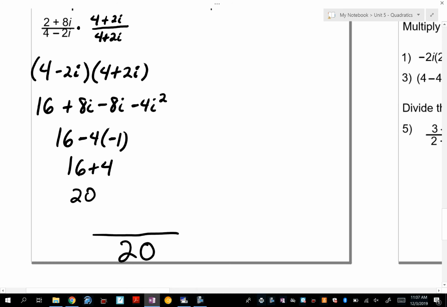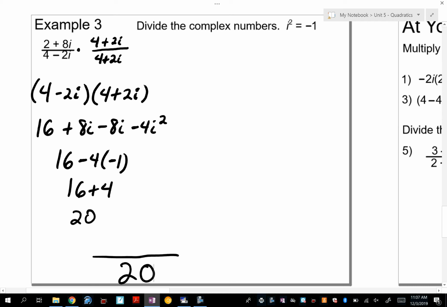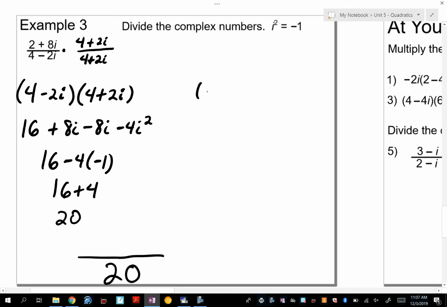Why do we put the 20 where? Because all the work I just did, Fernando, was multiplying the denominators. That was all denominator work. Now we have to do the numerators. Guys, I can't hear Camilla if you're speaking. Here comes the same work for the top: 2 plus 8i times 4 plus 2i.